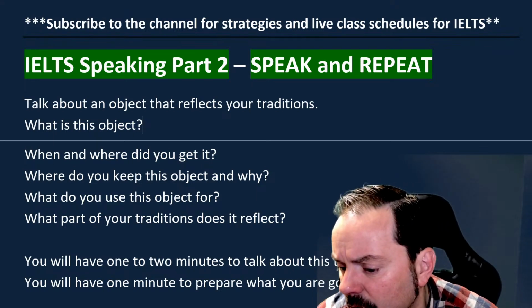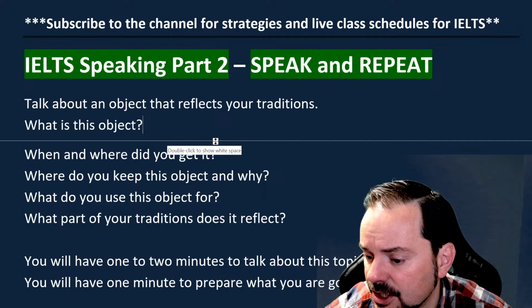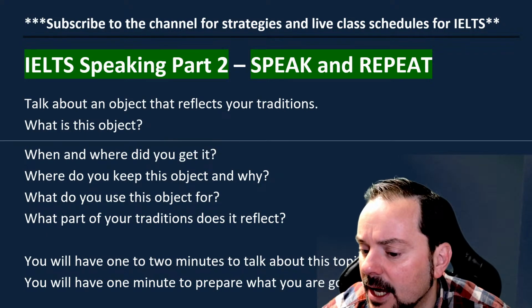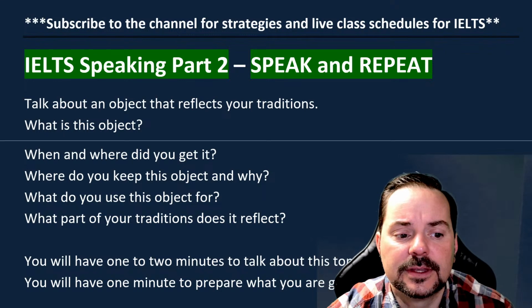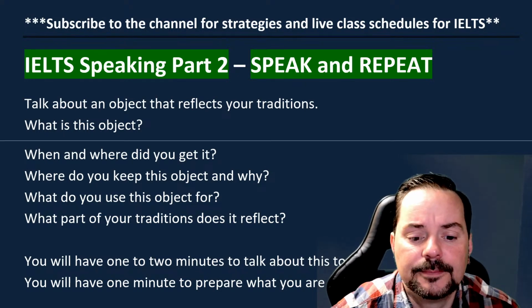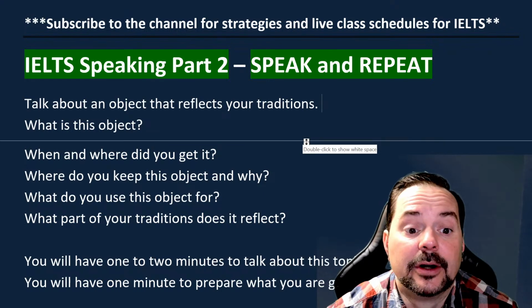It could be a landmark, Juan. You could think about an object that reflects your traditions as a landmark or a building. Yeah, for sure. Like, I live in Canada, right? So if I look at this cue card, I think, okay, I have to talk about the appearance, right?